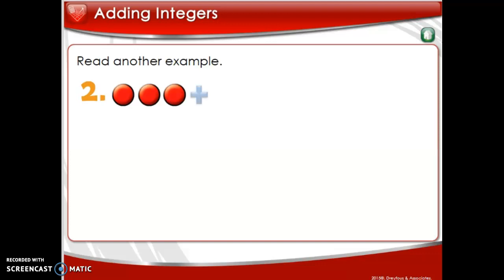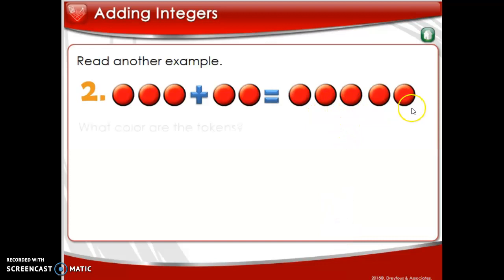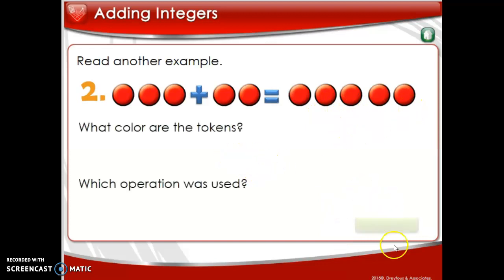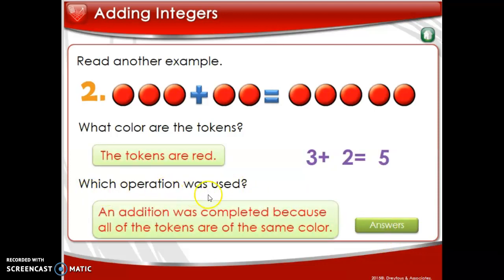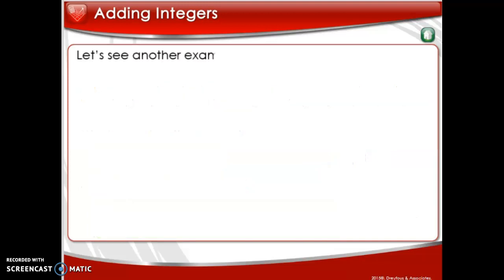Let's see another example. We have 3 red tokens plus 2 red tokens equal 5 tokens. What color are the tokens? The tokens are red. Which operation was used? An addition, because all of them are the same color. The same color, we add. We make an addition. Let's see another example.